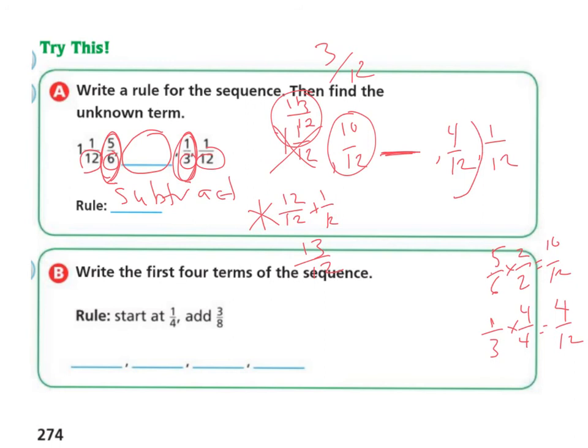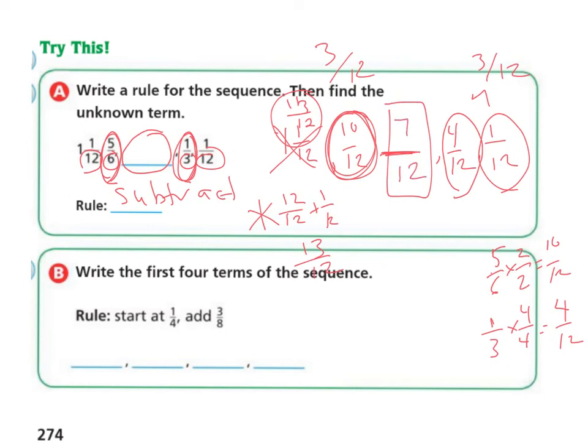So let's make sure that that works. Let's look at 4/12s minus 1/12. Again, we've got 3/12s. So then that means if I subtract 3/12s from 10/12s, I should get this mystery number. So 3 from 10 is 7, so my answer is going to be 7/12. So the rule here is to subtract 3/12s.